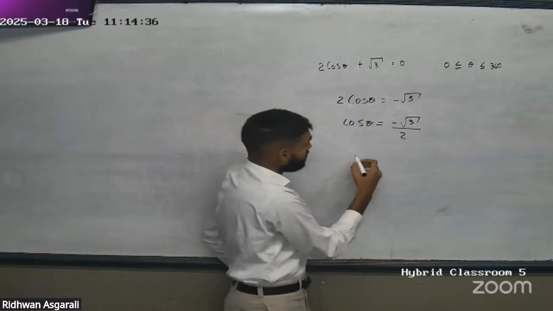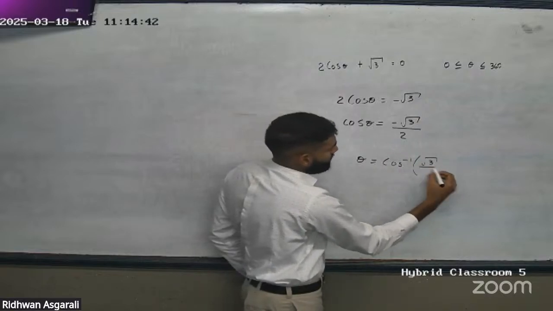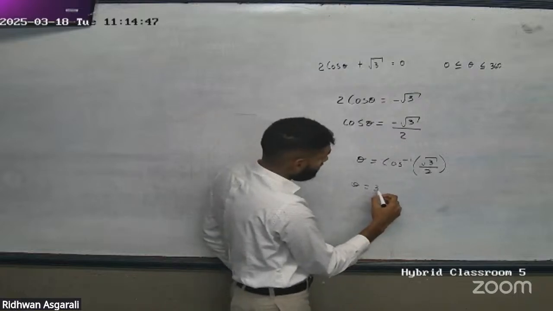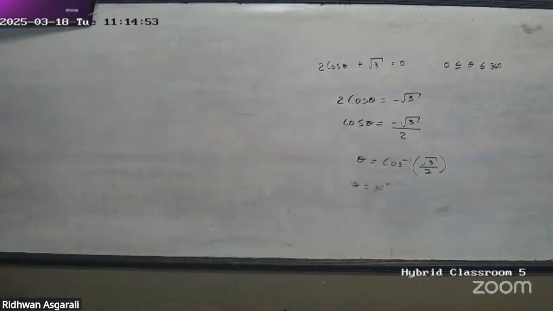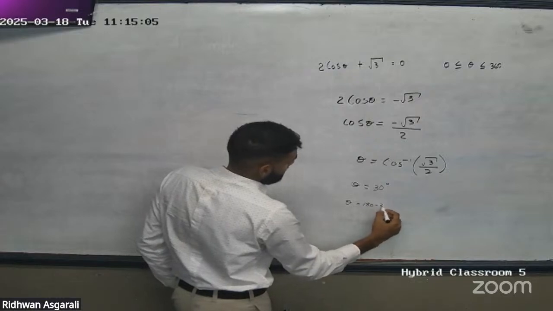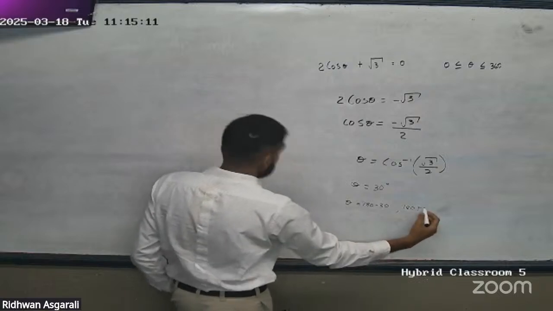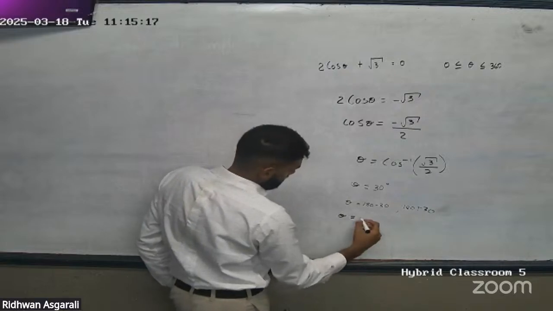So theta is cos inverse of square root 3 on 2. Theta is what? 30 degrees, yeah? But cos is what? Negative. So which quadrants are we looking at? 2 and 3. So theta is 180 minus 30 and 180 plus 30. So we end up with 210.